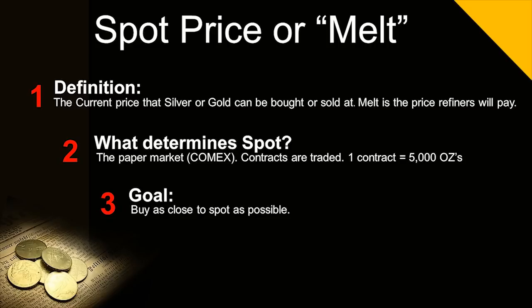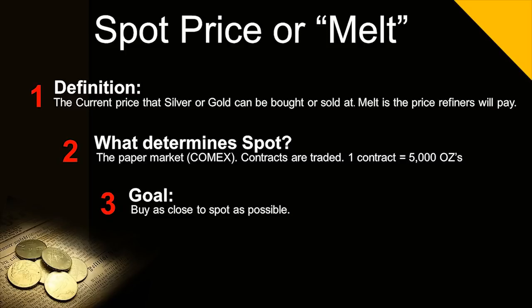And melt is basically the price that refiners will pay for the item, right? So sometimes when you go into an LCS, or local coin shop, they're going to say, oh, I'll give you melt for that. And that's the mean, the number in between the bid and the ask price, right? But if you just want to keep it easy, just look at the spot price. That's what it can be bought and sold at, and that's what we're going to go for.